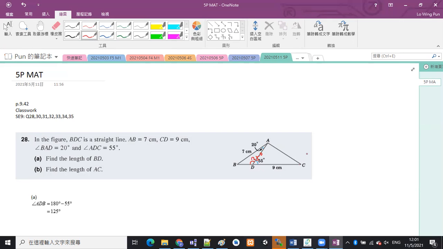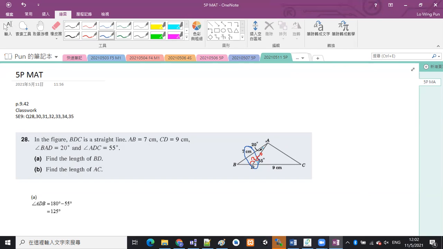In triangle ABD, now we have one pair of corresponding length and angle, okay? And then we have the second angle, so we can find the second length. Which one is the second length? Which one is the corresponding length of the 20 degrees in this triangle? It should be the BD, okay? And that's what we want to find. We want to find BD. So we have sufficient information to find the length of BD now, okay?